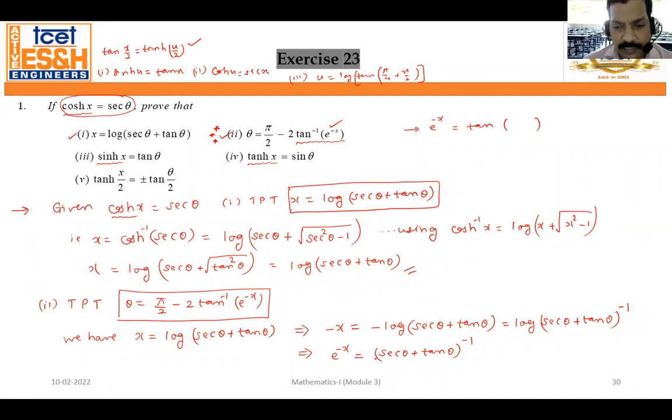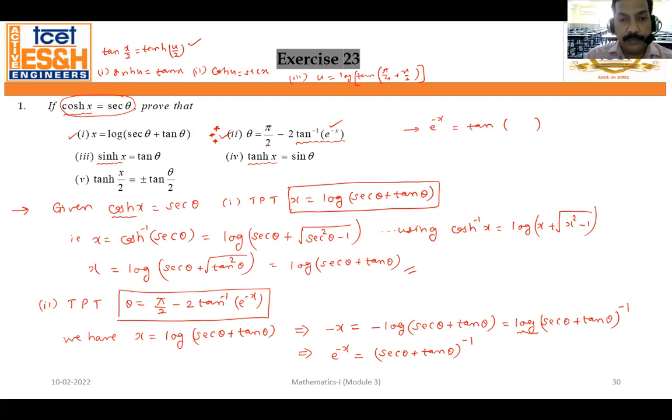E raised to minus x is equal to this log, I have shifted from right to left. So after shifting this log from right to left, I'll get e raised to minus x is equal to sec theta plus tan theta the whole inverse. But I don't have to keep it like this because I don't have to prove about e raised to minus x. I have to prove something about theta.